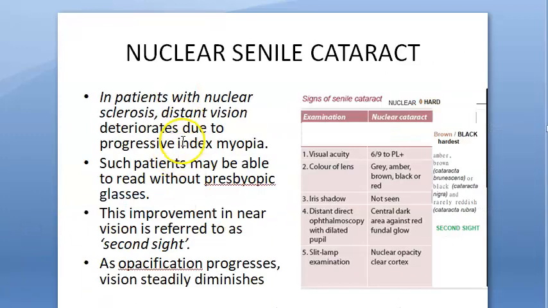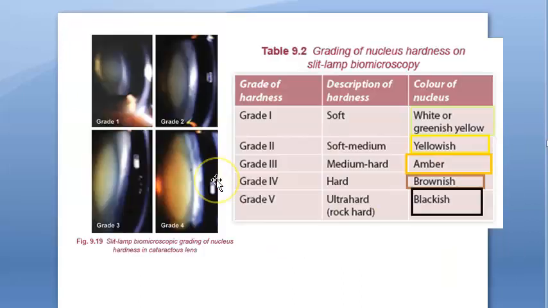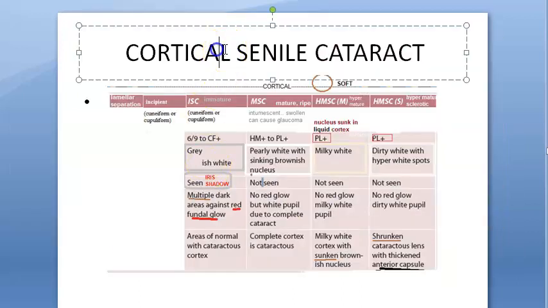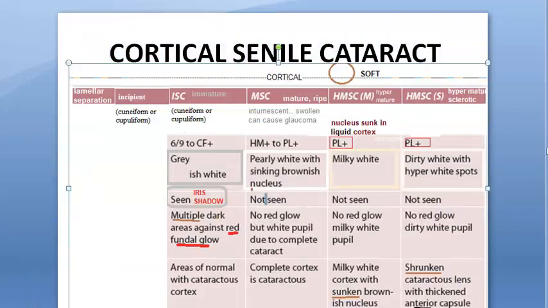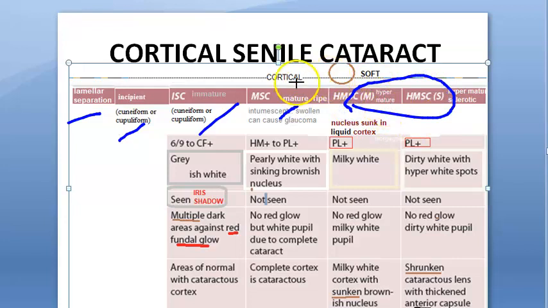In the previous video, we looked at nuclear senile cataract, guys. We looked at the photos, the grading, everything. Now we have to go to cortical senile cataract. This is the main thing of this video. So for cortical senile cataract, guys, just note the steps here. Lamellar separation, then incipient cortical senile cataract, immature cortical senile cataract, mature cortical senile cataract, then hypermature cortical senile cataract. Cortical cataract will be soft.